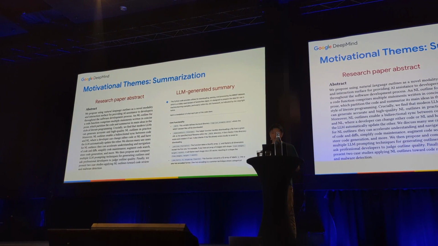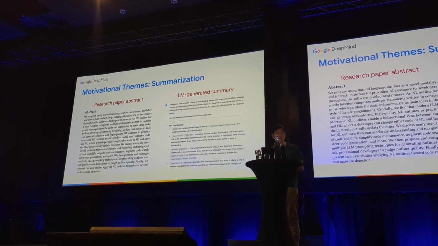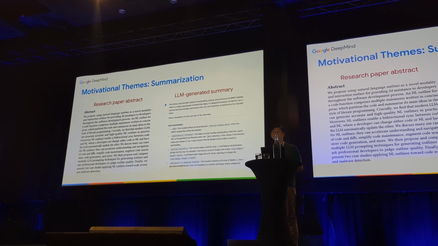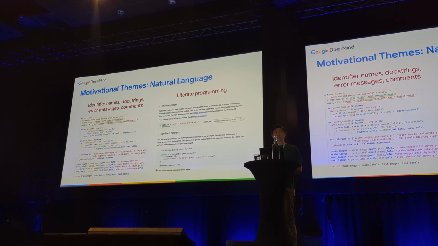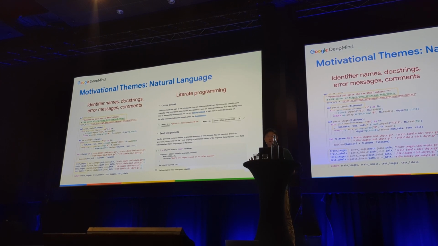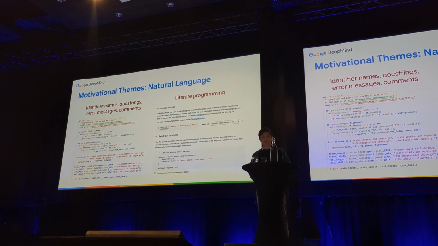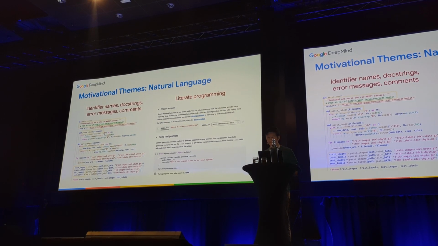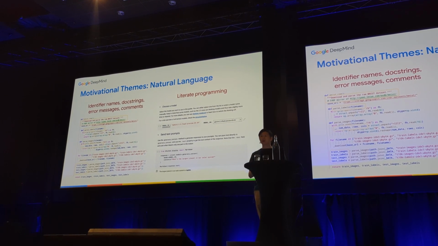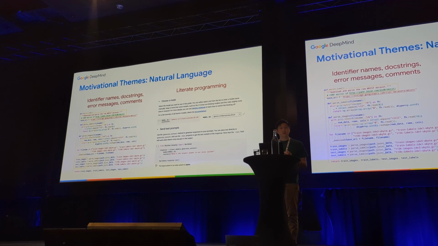Another theme is summarization. For example, research papers have abstracts that highlight the key ideas. LLMs can also summarize documents, including code files. Lastly, natural language. Good coding style incorporates natural language in the form of identifier names, docstrings, and comments, all of which help developers interpret the code. And literate programming in computational notebooks uses natural language to add structure and context to the code.